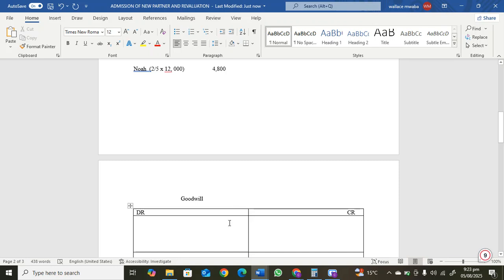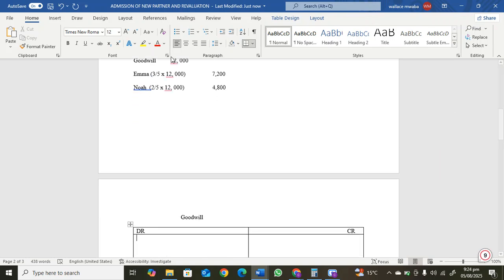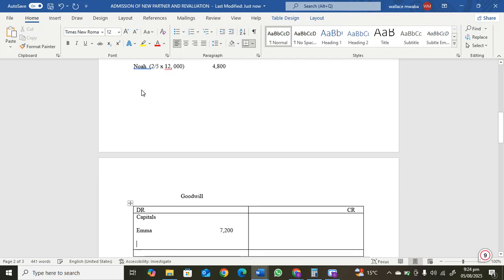So here on the debit side of the goodwill, you're going to debit it 12,000, but you're going to put the details here. Capitals: Emma, 7,200; Noah, 4,800. Then, any questions before we move to the next step where we write off the goodwill?